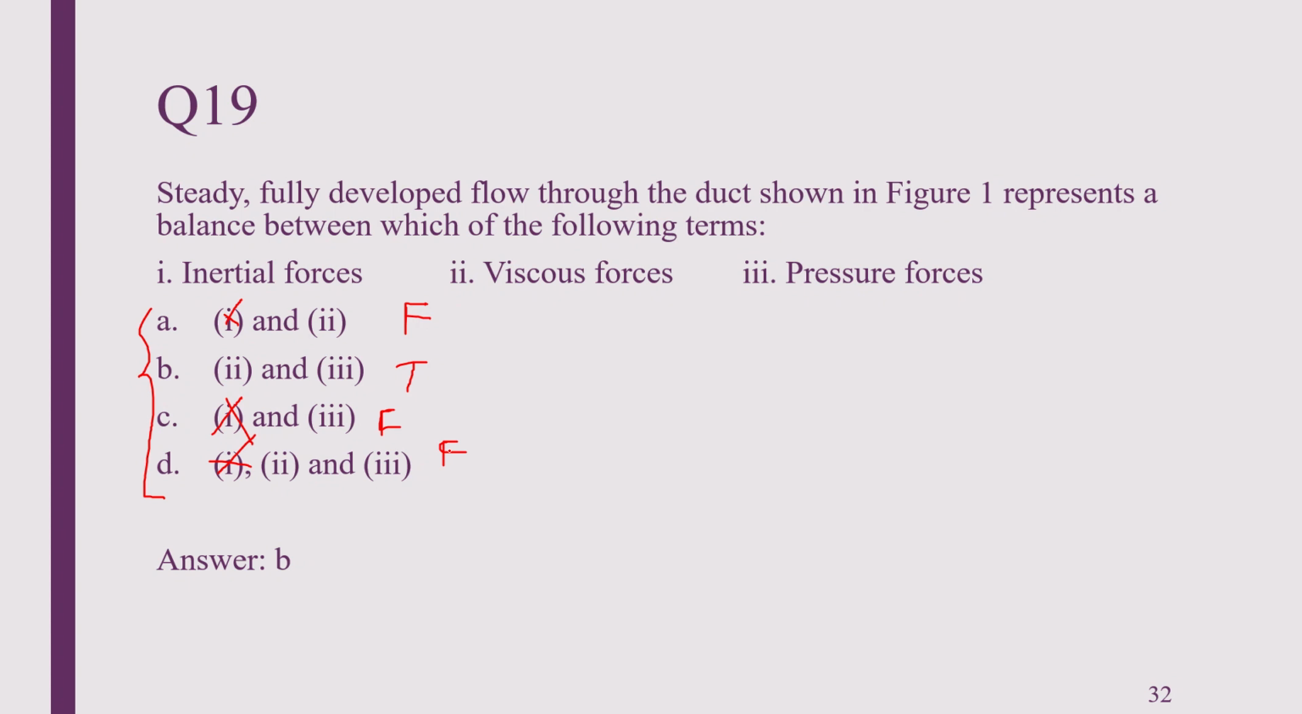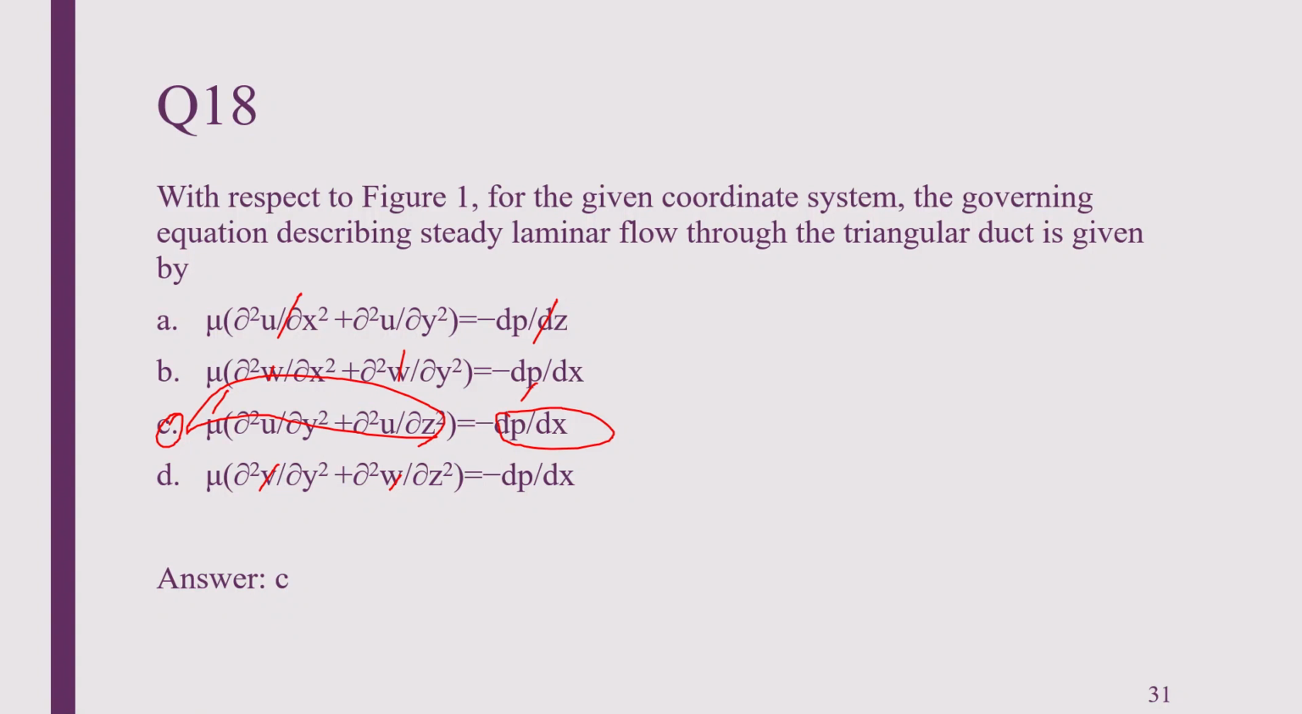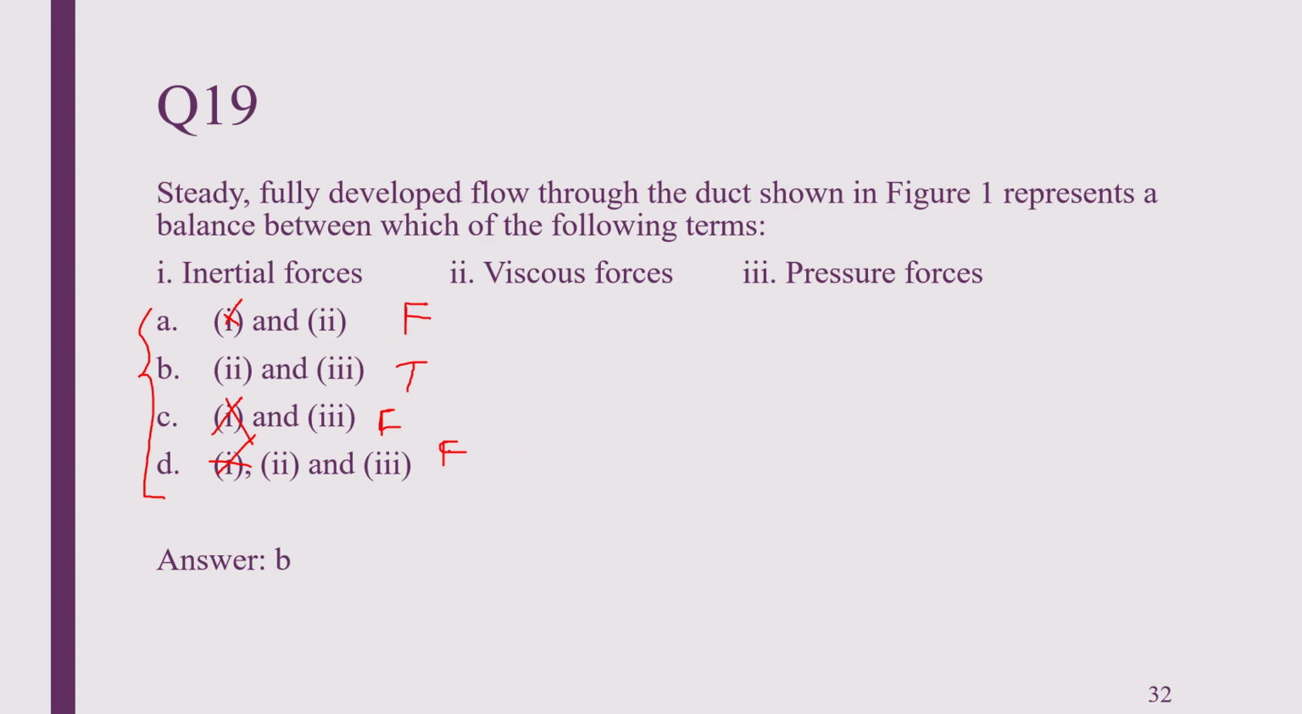That is, option B is the right answer, which we can see from the governing equations. Governing equations we have written and we have arrived at these equations. So it is mu d square u by dy square plus mu d square u by dz square is equal to minus dp by dx. So we are accounting viscous force and the pressure force. This question is an extension of question 18. So we are accounting viscous force and pressure force, which is option B.